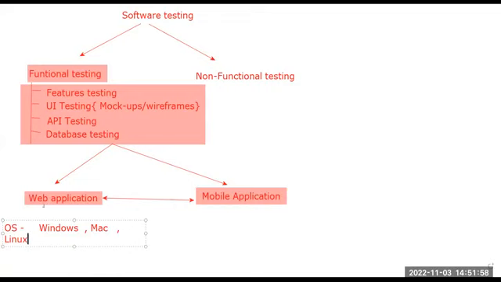Okay, we have to test our web application, whatever application we will develop, right? So this application we need to test on the Windows operating system. Also, we need to check on the MacBook. Also, we need to check on Linux. Why? Because we don't know what operating system our customers are using.